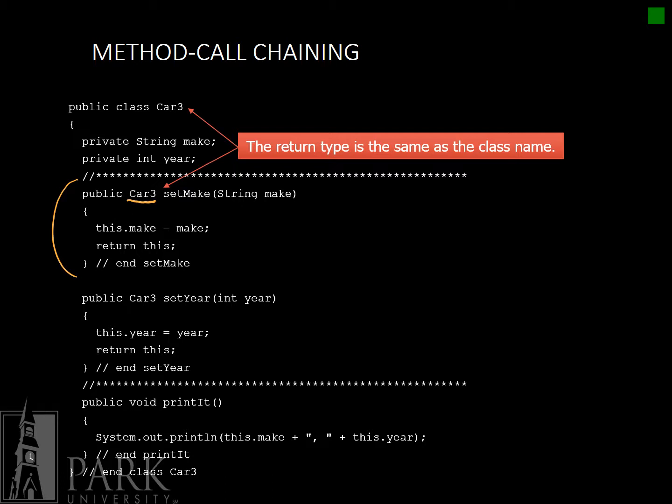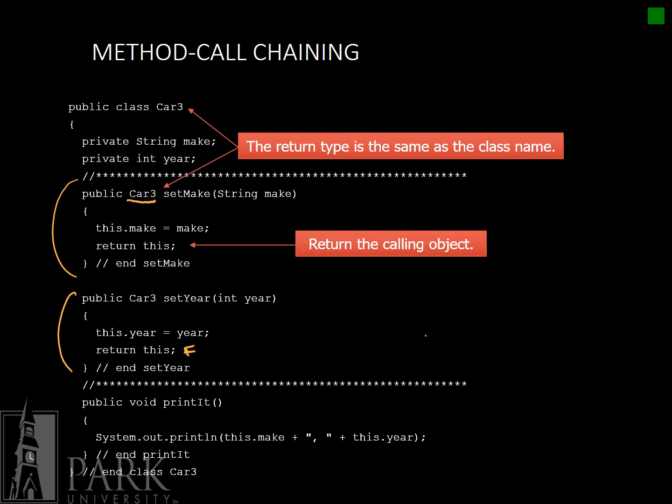And in the method, we return a reference to the calling object. And in this case, it's this. So I'm returning myself, right? So this allows us to, if it's returning a copy or a reference to itself, we can then call an additional method after the end of it. So we could call setMake over and over and over again using method call chaining if we wanted to. Or we could call setYear right after setMake because it's returning a copy of itself.